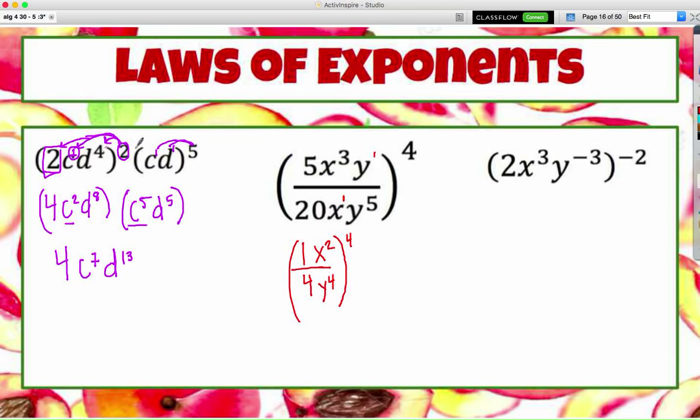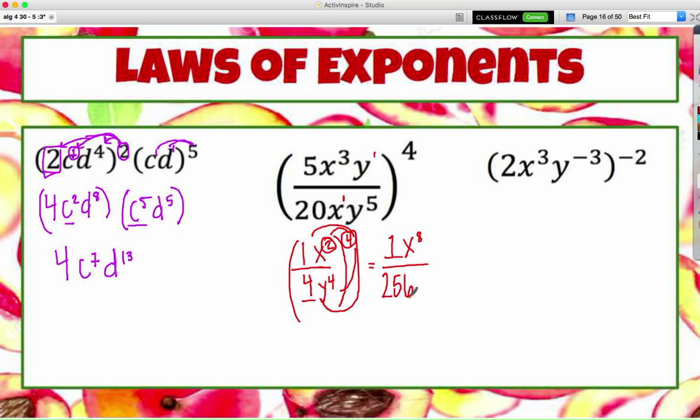Just like over here, when that exponent outside went to everything, this exponent has to go to everything in the numerator and everything in the denominator. So 1 is a coefficient, so I'm actually going to do 1 to the 4th power, happens to be 1. But then I have a power to a power, so that's that power rule here. 2 times 4 will give me x to the 8th power. Then on the bottom, 4 to the 4th power is 256.